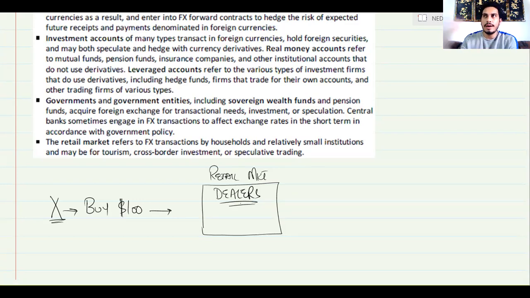Where do the retail markets get the currency from? Like, let's suppose you're getting the currency on the retail market. From where does the retail market get the currency? They get it from the interbank. So behind that retail market, we have the interbank market.